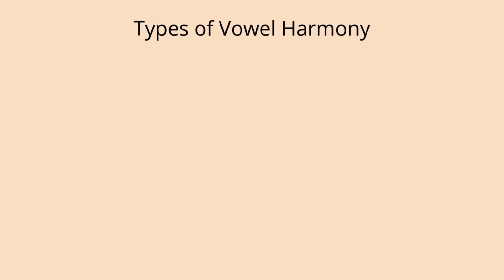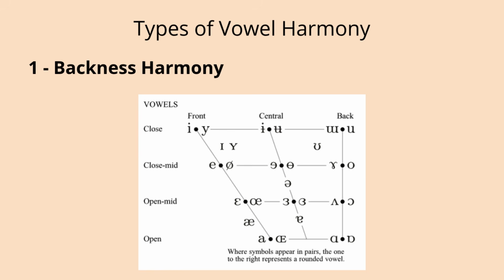Vowel harmony isn't limited to a single feature. It can manifest around several phonetic traits. Here are the most common types. Number 1. Backness harmony. This is the most widespread form. Vowels are divided into two groups. Front vowels, produced with the tongue advanced in the mouth, like I, E, U, E, and back vowels, produced with the tongue retracted in the mouth, like U, O, A.